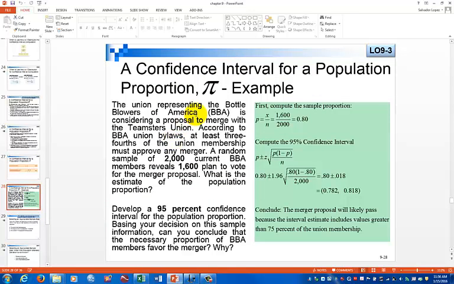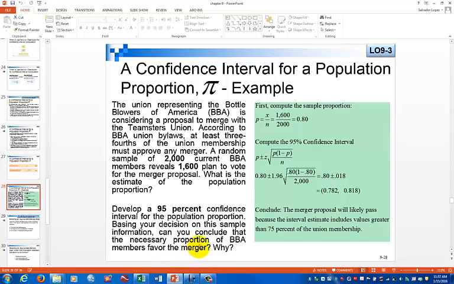For example, the union representing the Bottle Blowers of America, BBA, is considering a proposal to merge with the Teamster Union. According to BBA union bylaws, at least 3/4 of the union membership must approve any merger. A random sample of 2,000 current BBA members reveals 1,600 plan to vote for the merger proposal. What is the estimate of the population proportion? Develop a 95% confidence interval for the population proportion. Based on your decision on this sample information, can you conclude that the necessary proportion of BBA members favor the merger? And why?